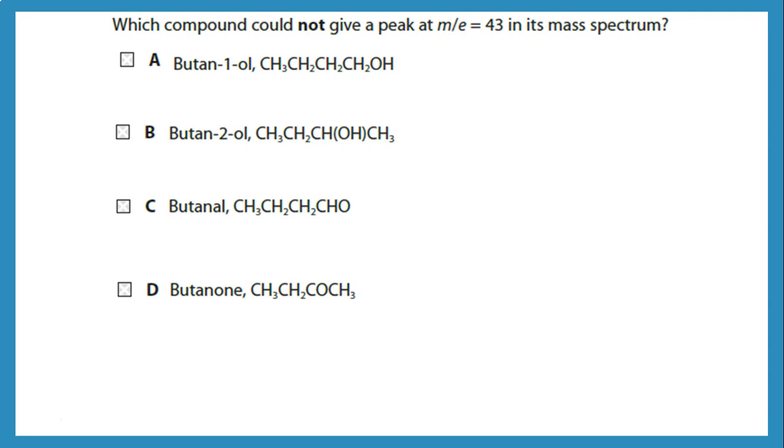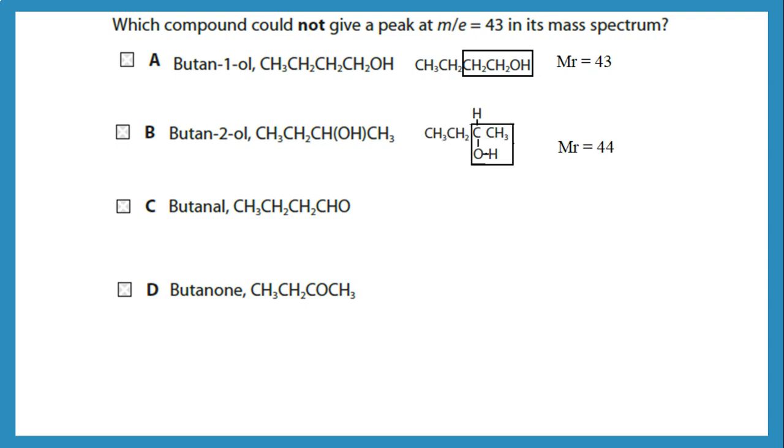Which compound could not give a peak at m/e 43? Again, which of these can I not cut up into a part that gives 43? So let's take a look at butan-1-ol. Yes, all of this part will give a molecular mass of 43. Butan-2-ol, that part gives molecular mass 44. So actually this is the one that cannot give you 43.